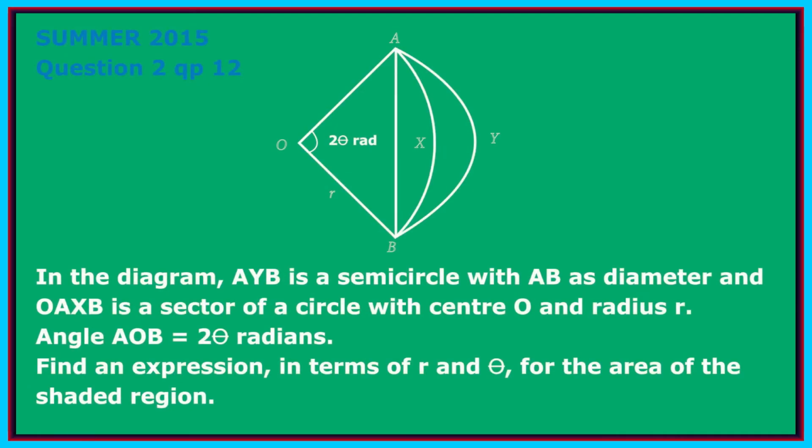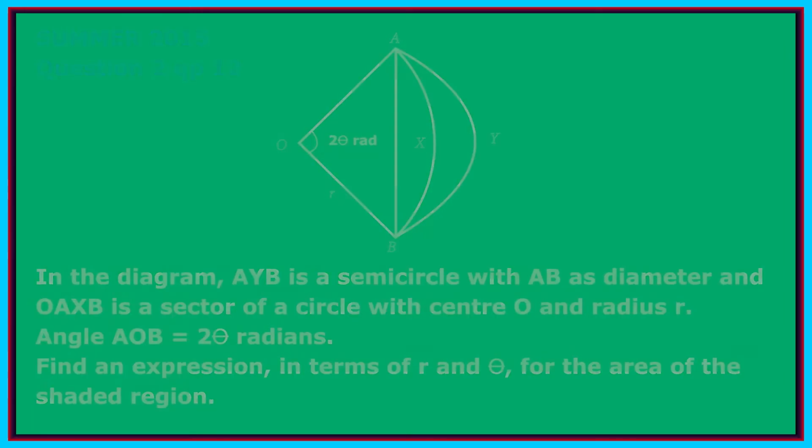Question 2, QP12, summer 2015. In the diagram, AYB is a semicircle with AB as diameter, and OAXB is a sector of a circle with center O and radius R. Angle AOB is equal to 2 theta radians. Find an expression in terms of R and theta for the area of the shaded region.